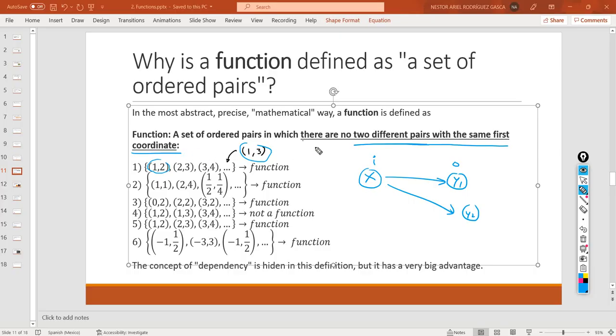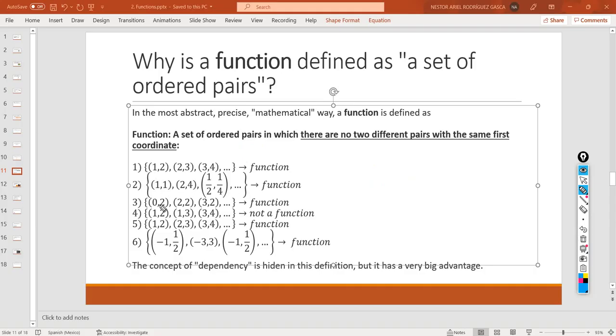It's going to take you a little time, maybe a couple of days, 3 days, to understand fully what this means. But don't worry, you will get it. You will get it. The second one, look at this. This is a set of ordered pairs, 1, 1, 2, 4, 1/2, 1/4, etc. Can you spot any pattern here? If you notice, the output is the square of the input.